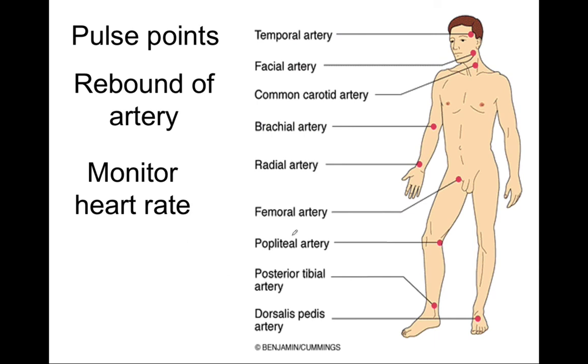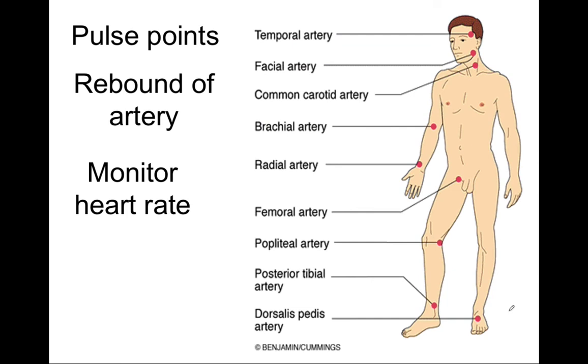So here you can see various pulse points scattered throughout the body. Some of the more common pulse points that you'll see here are the pulse point of the common carotid artery, the radial artery, and also the brachial artery, which is what we'll use to assess blood pressure. But you also have pulse points for the temporal artery, the facial artery, the femoral artery, the popliteal artery, the posterior tibial artery, and the dorsalis pedis artery.